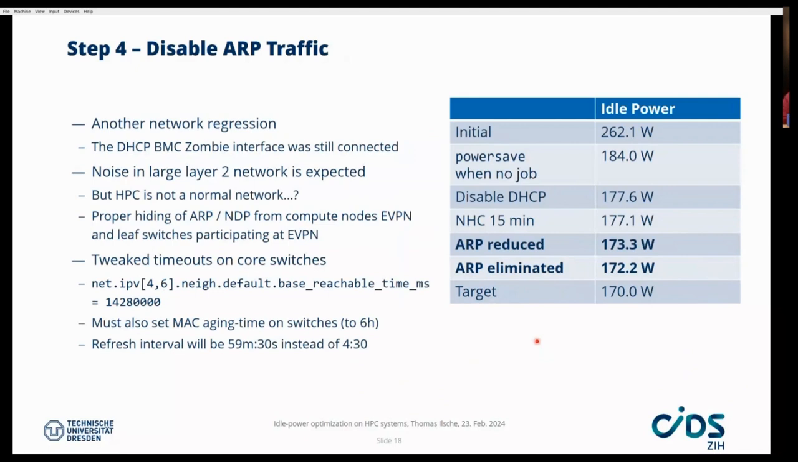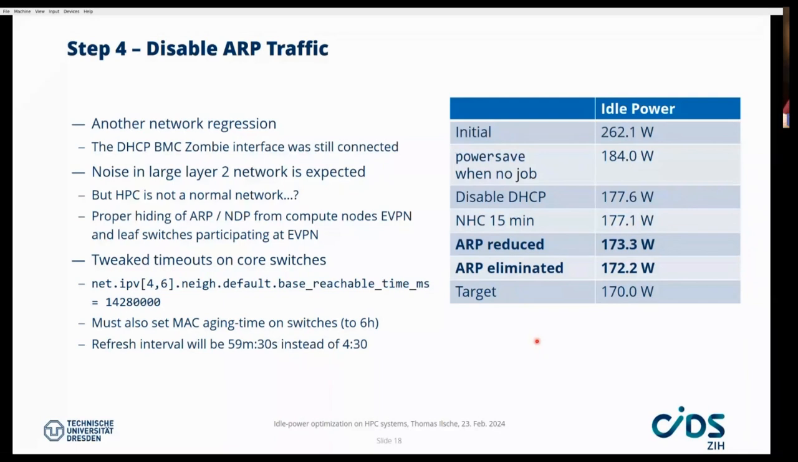And the next, again chronologically, what we did was to disable more network traffic, in this case the Address Resolution Protocol traffic. This is, again, another network regression, so this is not as it's supposed to be. It's basically a bug. There was a network interface from the management card that was still connected, even though it wasn't supposed to be, and this was causing this noise.